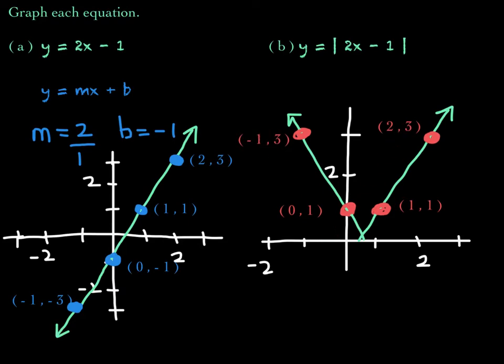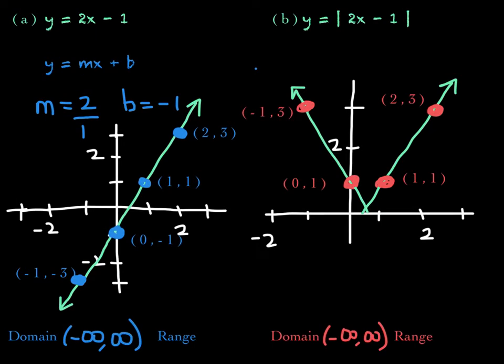Okay, let us write down the domain and range for each of these functions. I hope you can agree with me that the domain for both of these functions is all real numbers. We already know that the domain for any linear function is going to be all real numbers because lines, by definition, go indefinitely in both directions, right? So it's going forever to the left, forever to the right. And the same thing is true for this V-shaped graph. It's going forever to the left and forever to the right, okay?